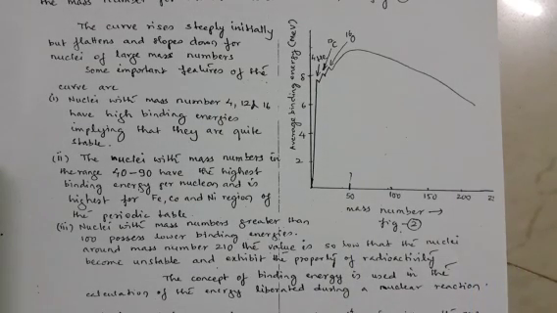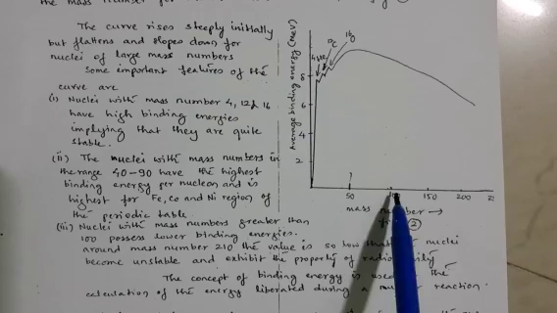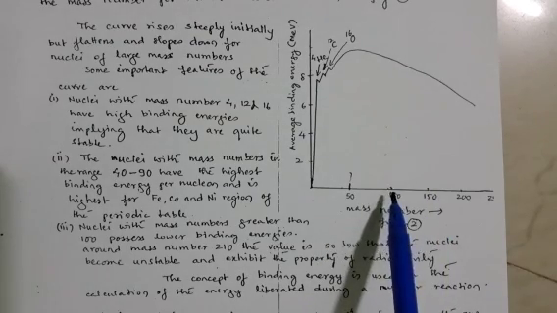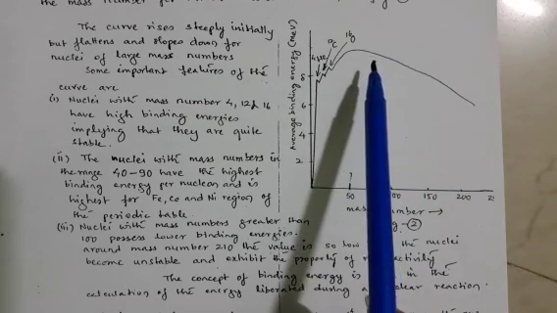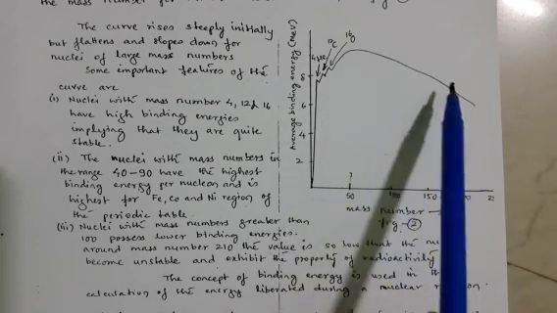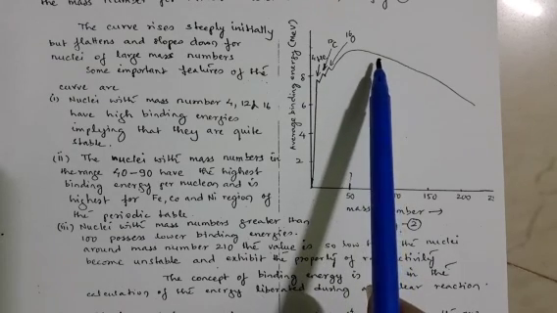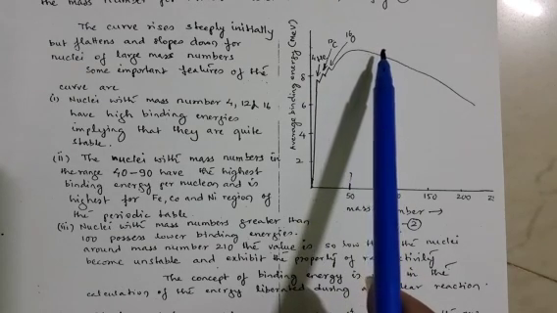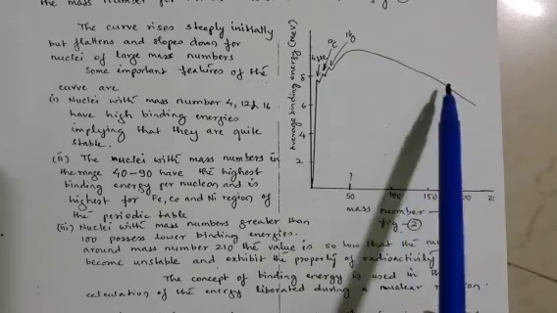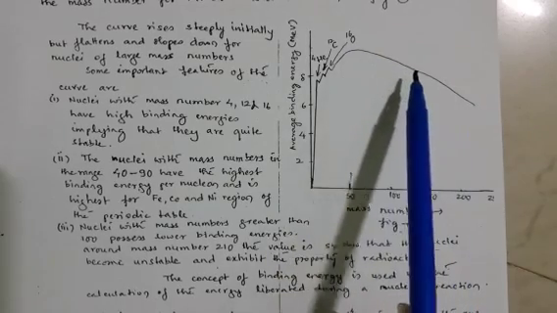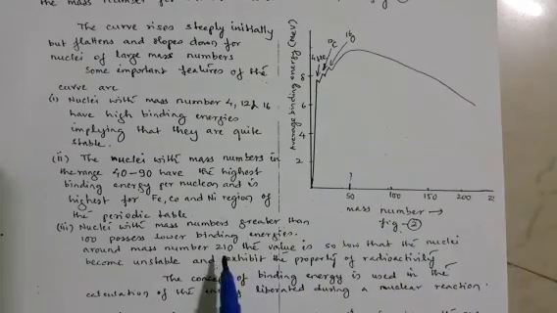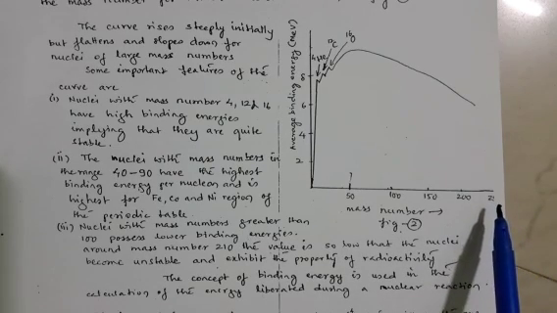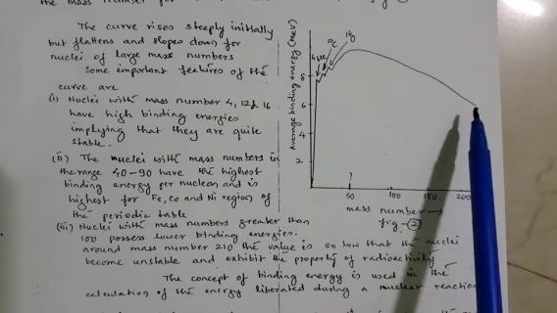binding energy. The nuclei with mass numbers greater than 100 possess lower binding energy. As you can see, the average binding energy curve slopes down after the mass number 90. So this indicates that nuclei having a mass number greater than 100 will possess lower binding energy. Around the mass number 210, the value is very low.